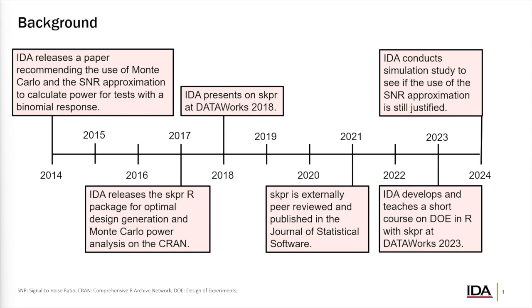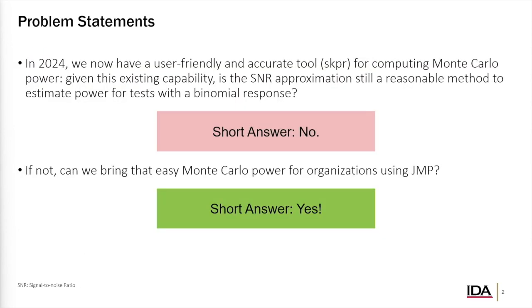So that brings us to 2024, where we want to look back and see, with the developments in tooling to support Monte Carlo evaluations in the last decade, is it still worthwhile to use this SNR approximation method, or should we really just migrate to Monte Carlo? Is the trade-off between computational and analyst efficiency still worth it when you compare it to the gold standard Monte Carlo method? The short answer, which you can decide for yourself when you see the data, is no, it's not. But there are some pretty convincing results, I think, that demonstrate that.